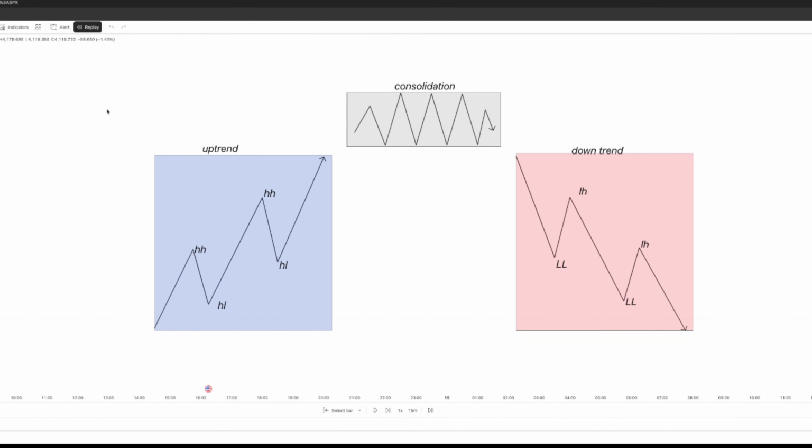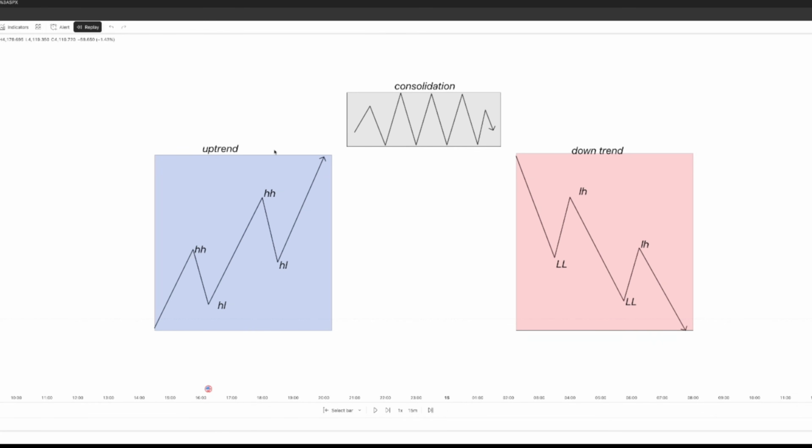Market structure theory suggests that markets move in three phases: uptrend, downtrend, and consolidation. An uptrend is a phase where the market is continuously moving to the upside, and a downtrend is the opposite of an uptrend. For consolidation, we don't give it that much time because we don't look for trades in a consolidating market. That means the market is ranging and doesn't have any direction.